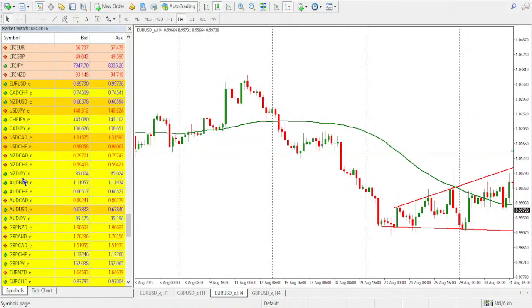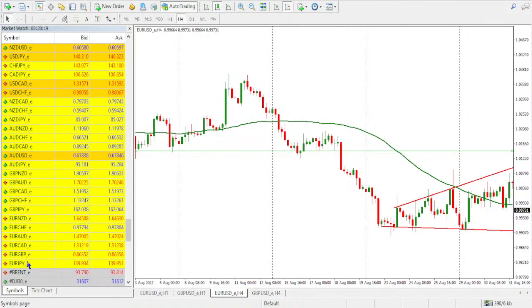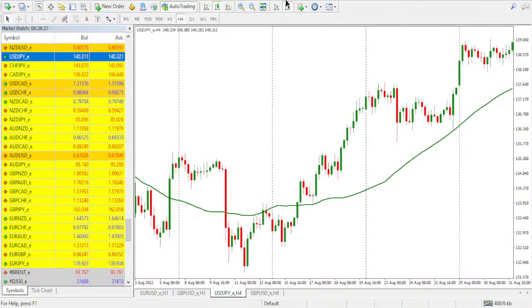My next symbol is GBP USD. We have it, just a second. We'll look at the US dollar Japanese yen first of all. So we have it here.